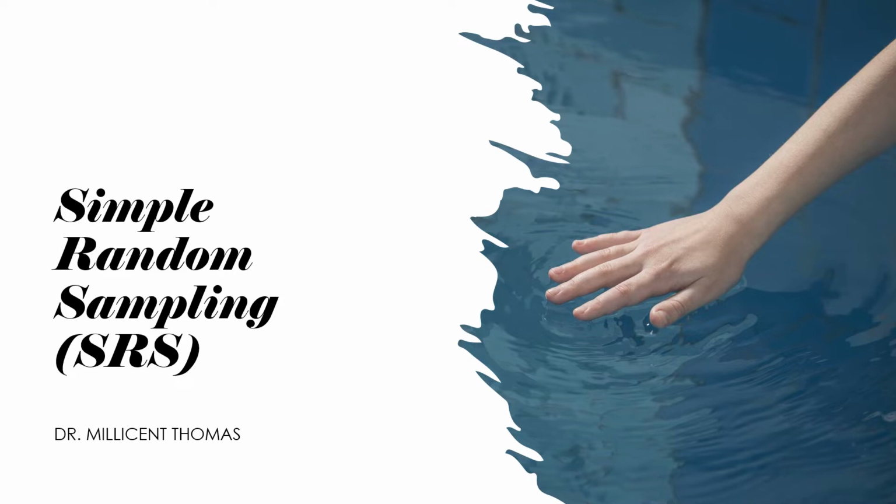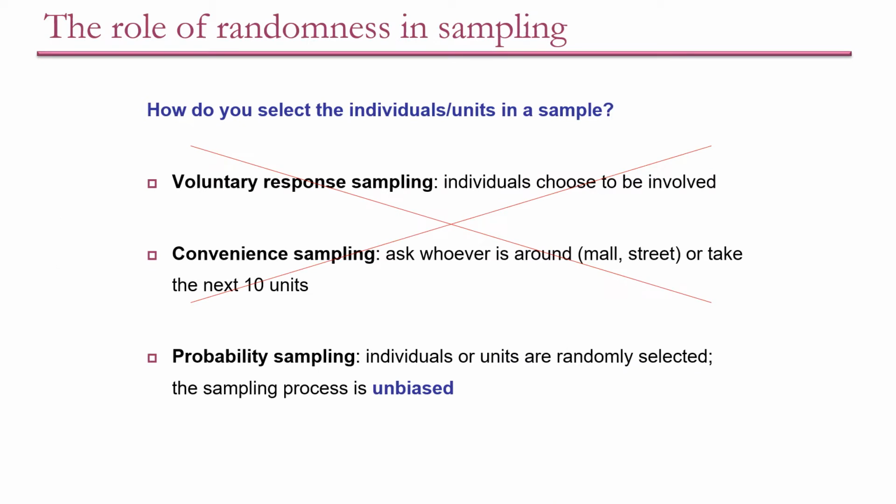In this video, I would like to explain simple random sampling, which is also called SRS. When we collect a sample, there are various methods of doing it. Some are called voluntary response sampling.